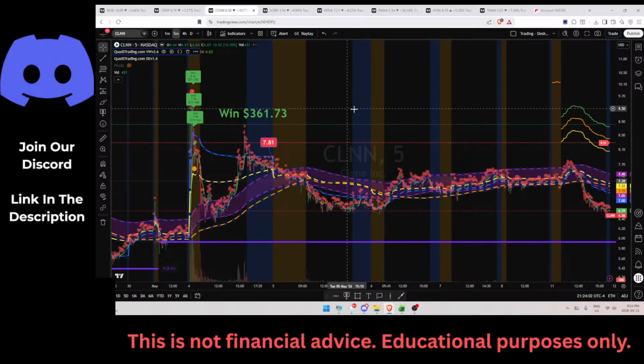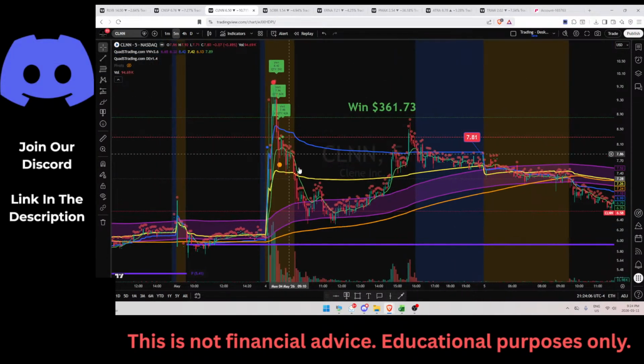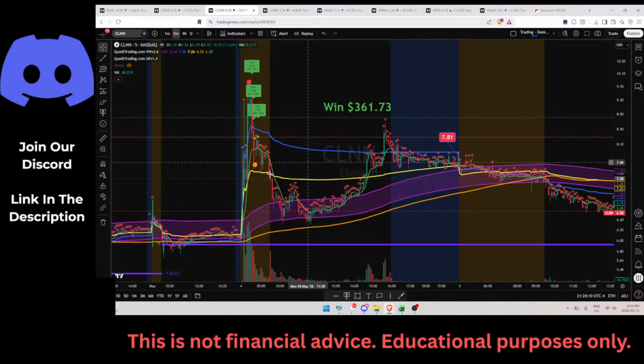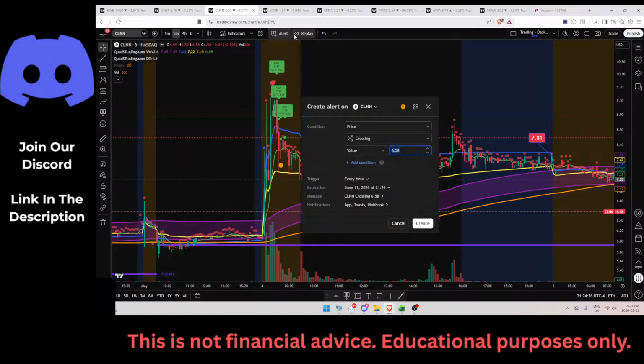Then we have CLNN. This here, it tanked quite a bit, but historically the end of the day is the best return. So even though this one came down and pumped back up and then came back down like this, you'll see that historically the reason why we like to hold to the end of the day is because of another stock that we did today. Anyways, a few of them you'll see that they just tank at the end of the day.